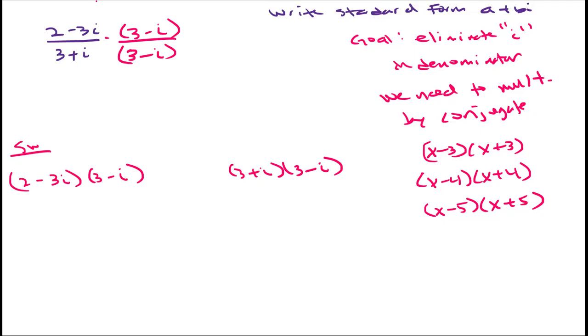Okay, so to save us on time here, when we FOIL this out on the top, we're going to get 6 plus 9i plus 2i plus 3i squared. So that's going to give us 6 plus 11i. i squared is -1, so 3 times -1 will give us a -3.